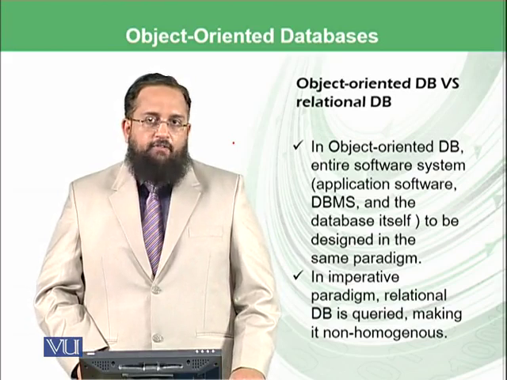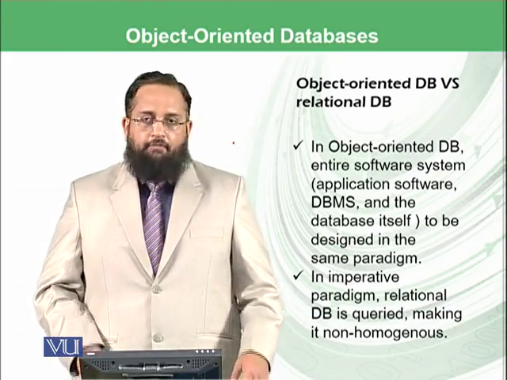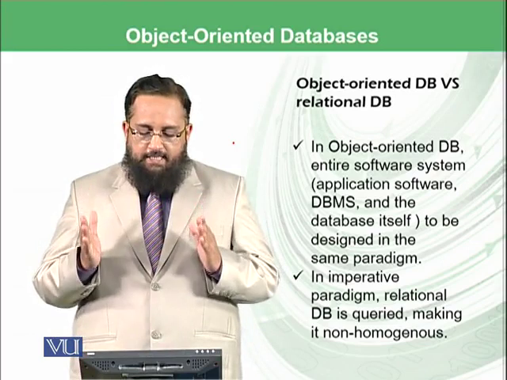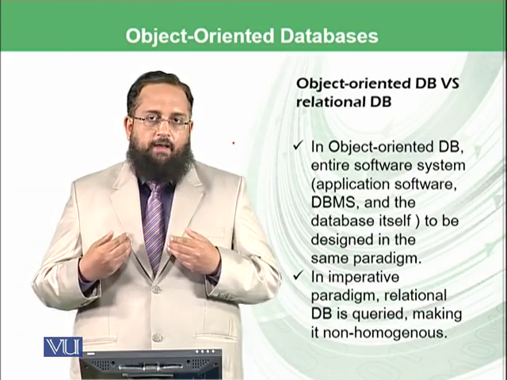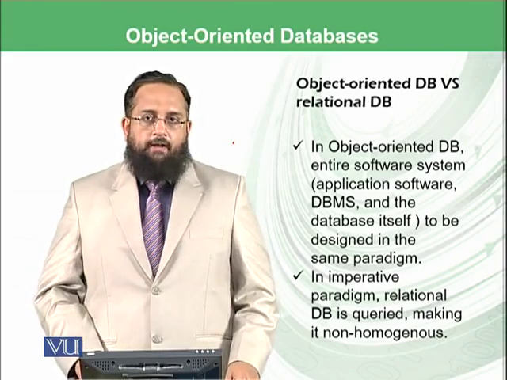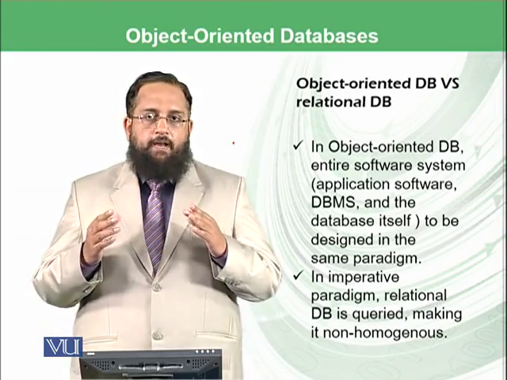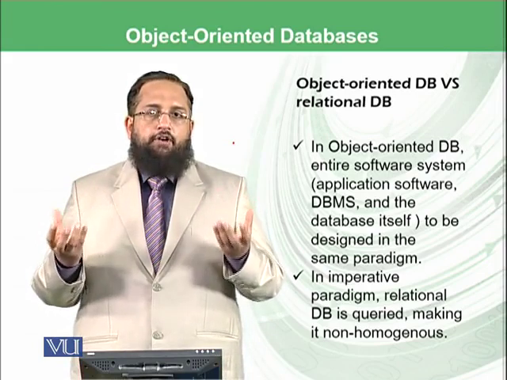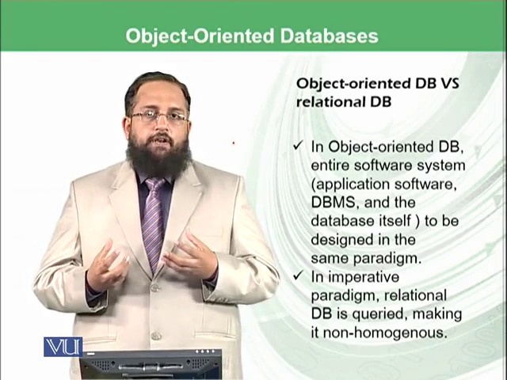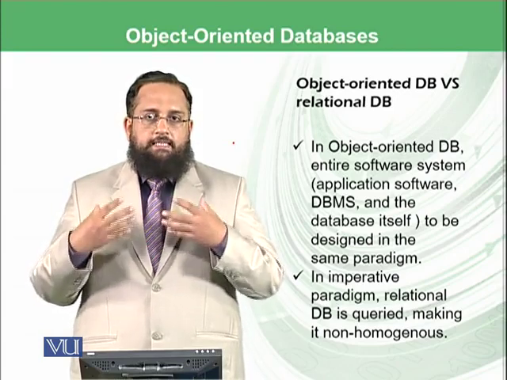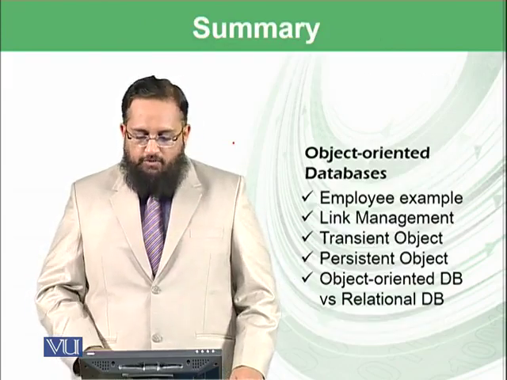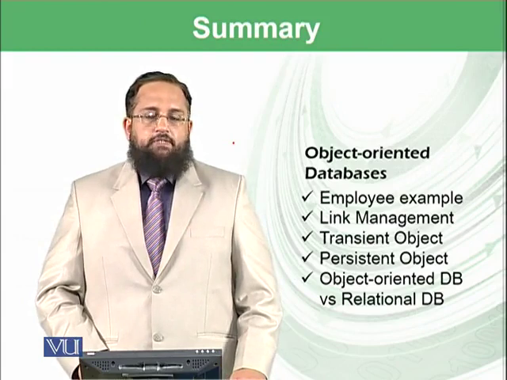In the imperative paradigm, it was very difficult that a relational database is queried by some imperative paradigm, which is based on the functional paradigm. So there is a problem that we have different kinds of heterogeneous things, and in the object-oriented paradigm or database model, we have all of the things on the same level. These are homogeneous.